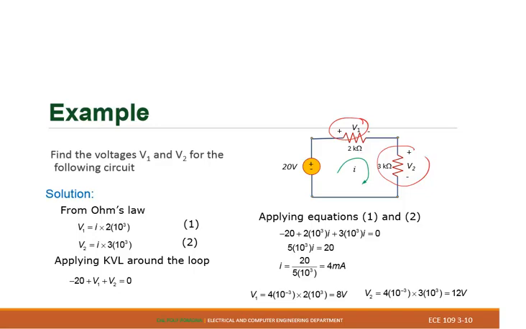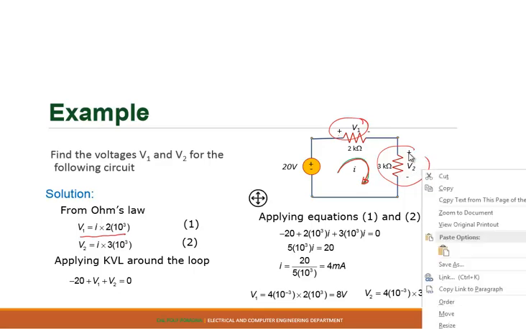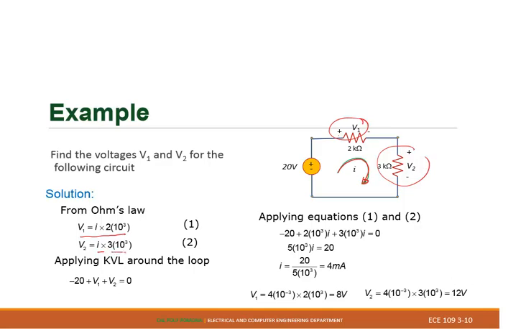First of all, what is V1 equal to? V1 will be equal to I times 2K. If we select this I, this direction, entering the positive, that's why we have it. Same way, V2 will be equal, because of positive here, to I times 3K. Applying KVL, minus 20 volts plus V1 plus V2 equals 0. So V1 is equal to I times 2K right there, V2 is I times 3K, then equals 0.